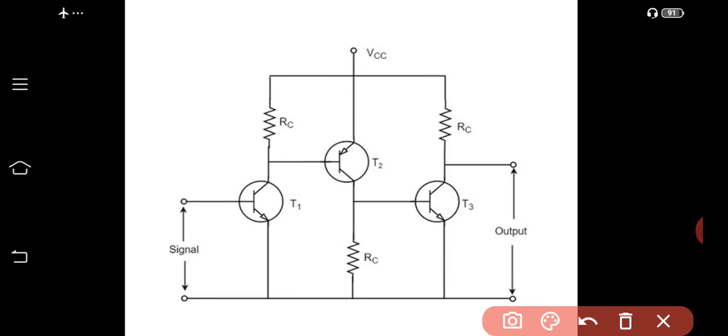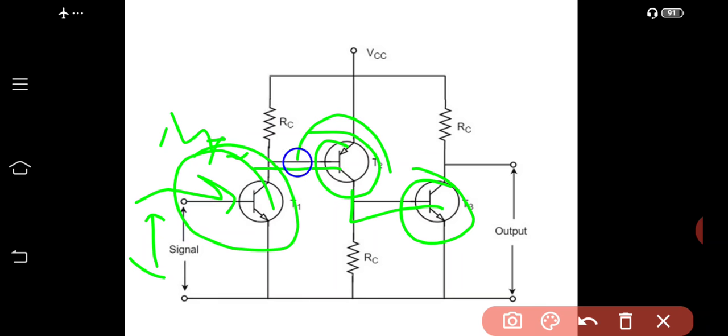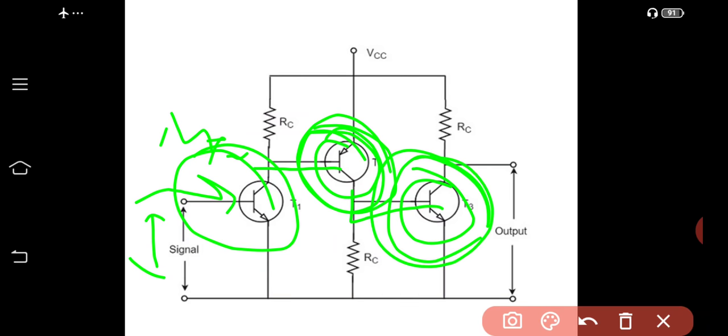Here, the input is at T1, the output of T1 is connected to the input of T2, and the output of T2 is connected to the input of T3. This is NPN, this is PNP and this is NPN, because variations in T1 are cancelled in T2, variations in T2 are cancelled in T3, and variations in T3 are cancelled by T4 when we use a next stage.